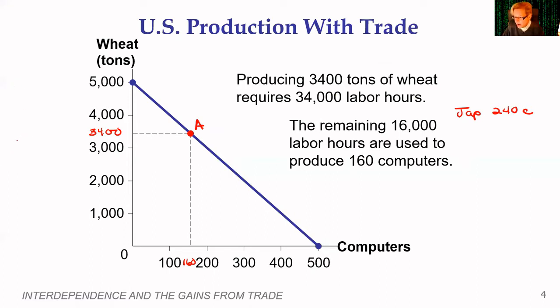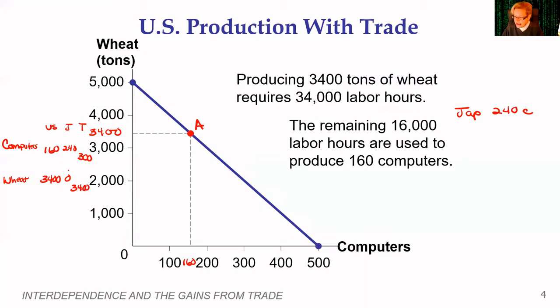So if we have computers and we have wheat, we have the US, we have Japan, and then we have the total. I'm just going to try to write it really small here. Computers in the US, we have 160 computers at point A, and we have 3,400 tons of wheat at point A. Japan has no wheat, but 240 computers. So we see that our total is 300 computers, and our total wheat is 3,400.